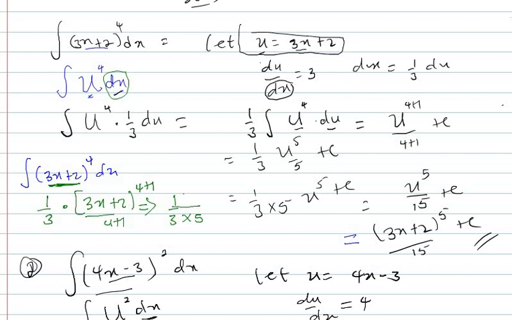Then this will become 3x plus 2 raised to the power of 4 plus 1, which is 5. So the final answer will be 3x plus 2 raised to the power of 5, all over 3 times 5, which is 15. So as you see, they are equal to this one. So this is just a way.